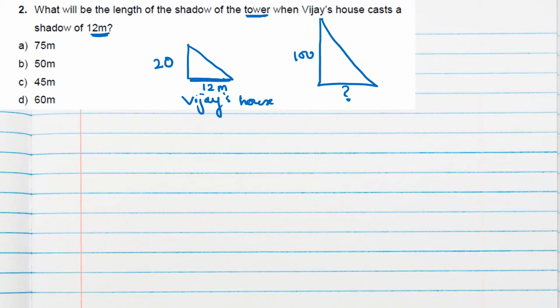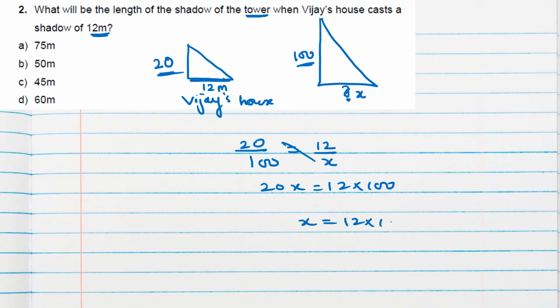Let it be any variable x. So again the triangles are similar. So 20 by 100 equals 12 by x. So cross multiply: 20x is equal to 12 into 100. x will be 12 into 100 by 20. So this will go, 2 fives are 10. x will be 60. What is this x? The shadow of the tower. So 60 is the answer, which is in option D.